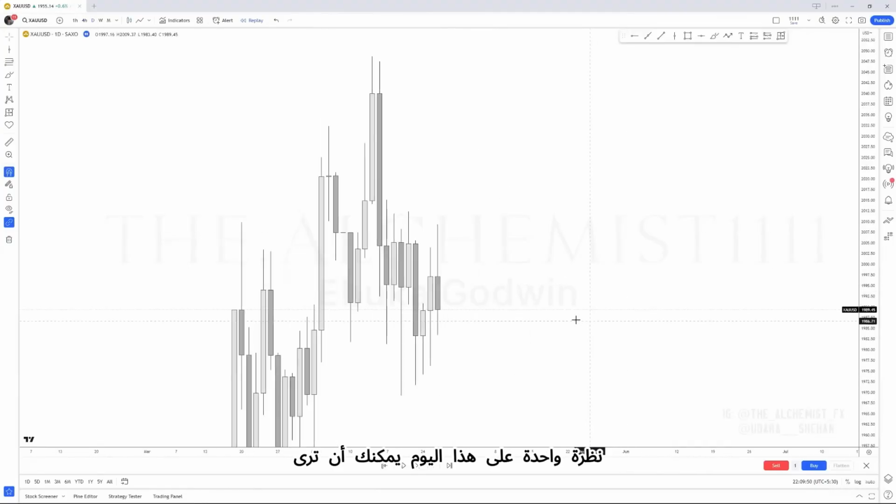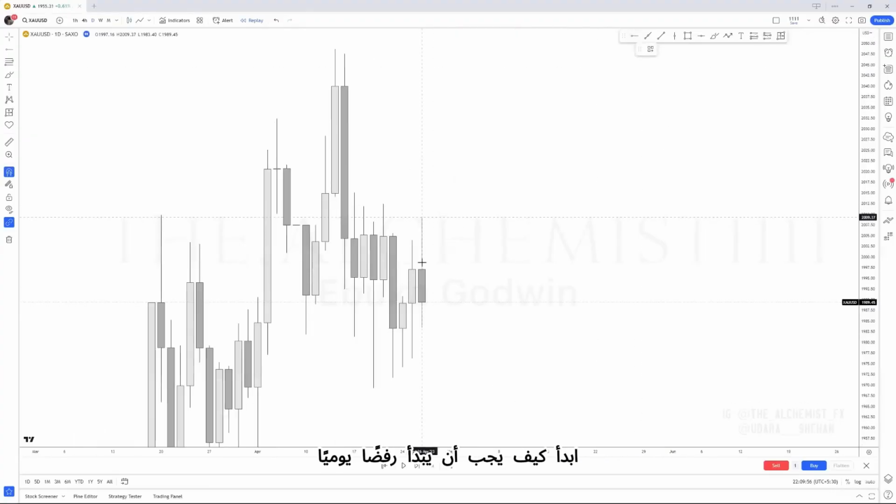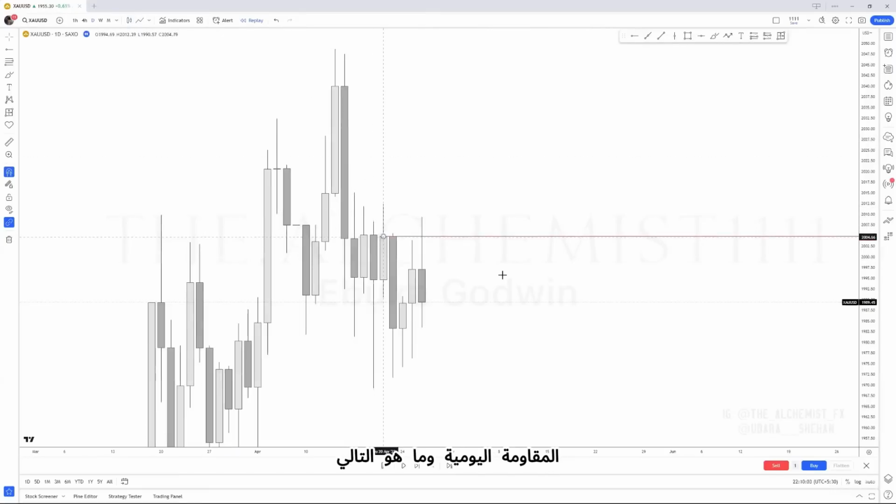Look at this day. Can you see how daily started a bearish storyline very clearly? How did it start? Daily rejected a daily resistance. See that? Daily rejected a daily resistance. And what's the next thing that needs to happen? H4 has to give you what? A bearish QM, right? Or a bearish breakout. That is what the H4 has to do.